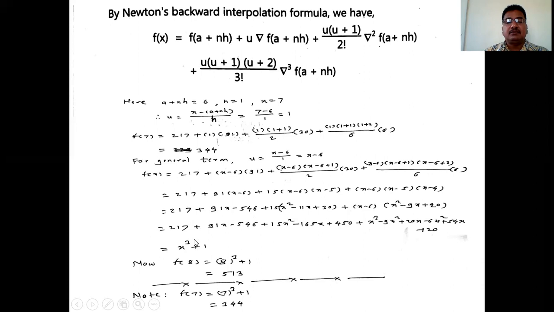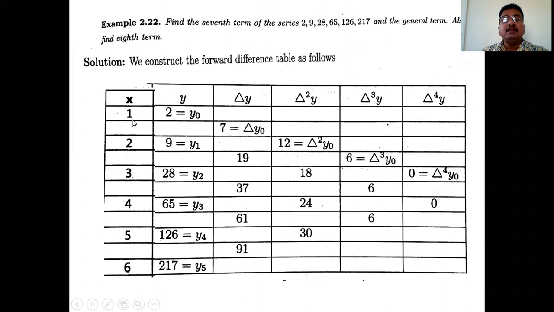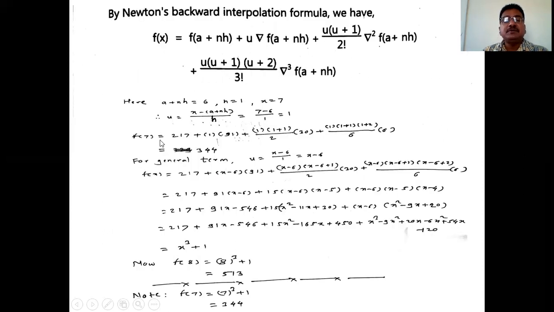This is the third degree polynomial which fits the given data. If we substitute x equal to 1 in this answer, then we get the value of y, or f(x), as 2. If we substitute x equal to 2, then we have the answer 9. If you substitute x equal to 7 in this formula, we get the answer 344.